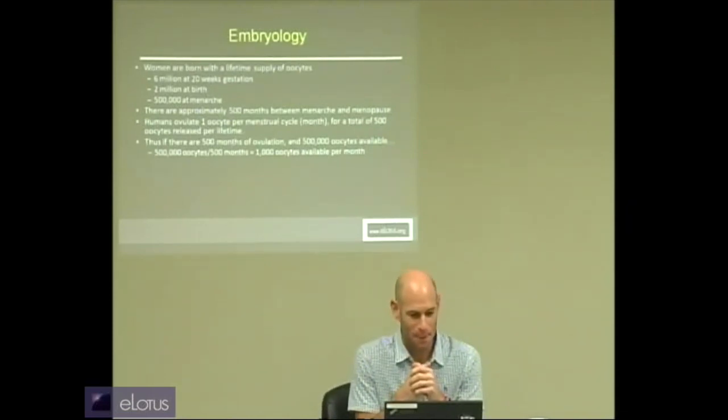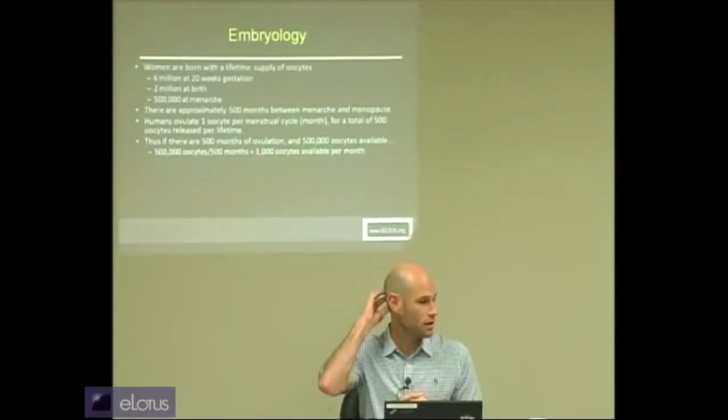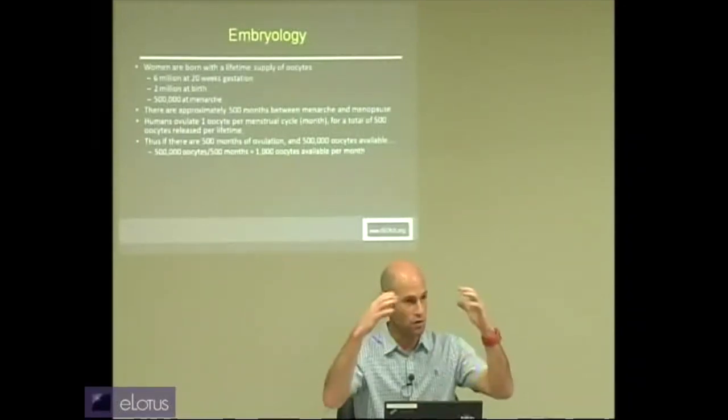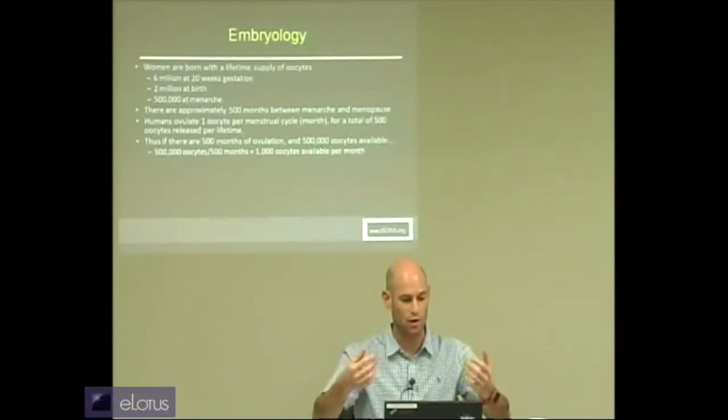Women have all the eggs that a woman is going to have. They form early on. They form by 20 weeks gestation. So if we remember back at the beginning of the lecture, we had the gonadal ridges at about 6 weeks, and then if there's a Y chromosome, those ridges go on to become testicles. If there's not a Y chromosome, those ridges go on to become ovaries.